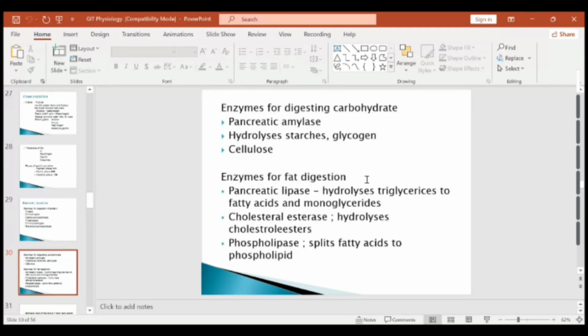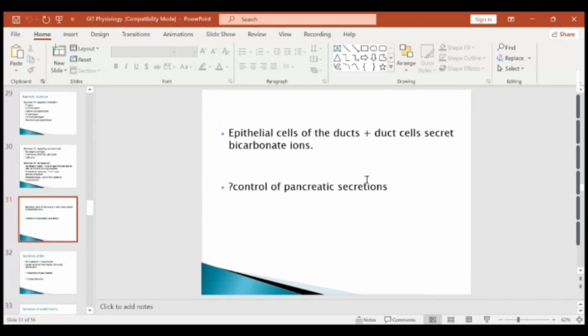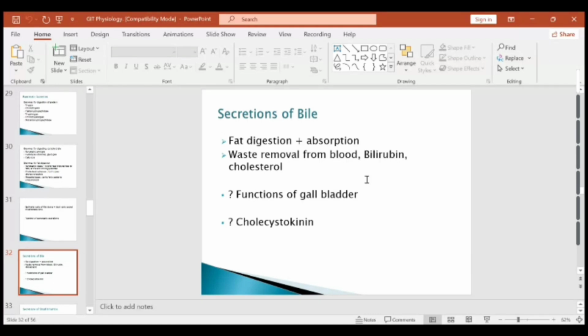So the main function is to digest the carbohydrate, and that's a function of the pancreatic amylase. So it also hydrolyzes starch, converts it from glycogen into the glucose form of it, and all these other enzymes like the pancreatic lipase, the cholesterol esterase, and a phospholipase. So the function, from the word, indicates what function it does. So for example, the cholesterol esterase hydrolyzes cholesterol esters. We have the epithelial cells that line the ducts, and these epithelial cells secrete bicarbonate. So the function of that one is to neutralize the HCl.